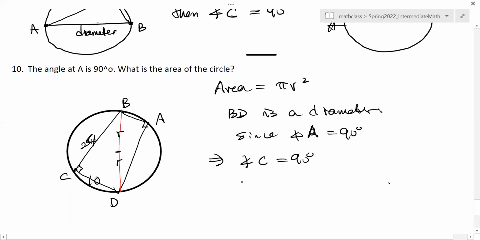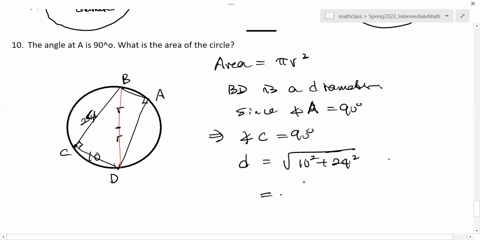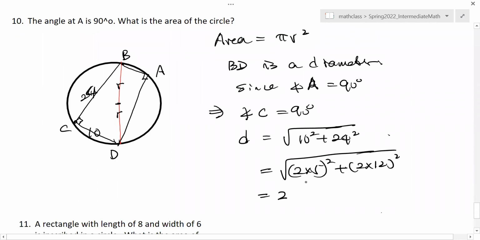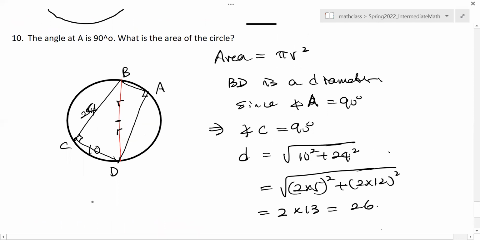Then the diameter, by the Pythagorean theorem, is going to be the square root of 10 squared plus 24 squared. 10 is 2 times 5, and 24 is 2 times 12. The 2 can be taken out, and we get 2 times the square root of 5 squared plus 12 squared, which is 13. So it's 2 times 13, 26. That implies the radius is going to be 13.